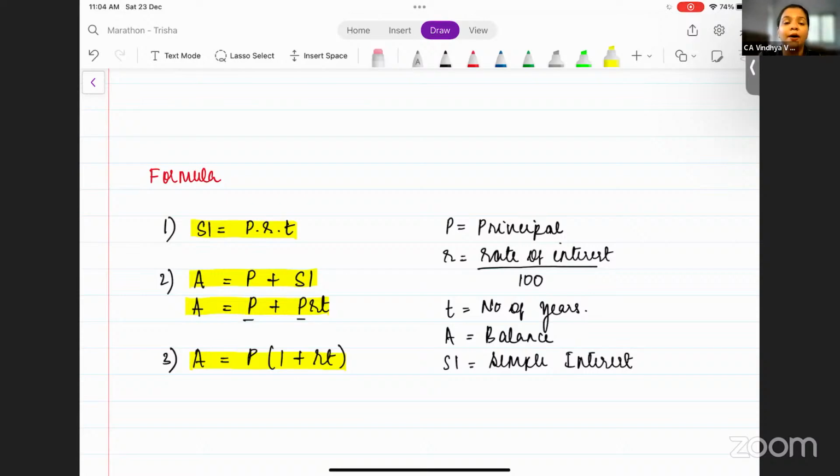So here, SI means simple interest, P means principal, R is rate of interest divided by 100, T is time, which is always in years, that is number of years. And A is amount, that is your accumulated balance. I hope this is clear till here.